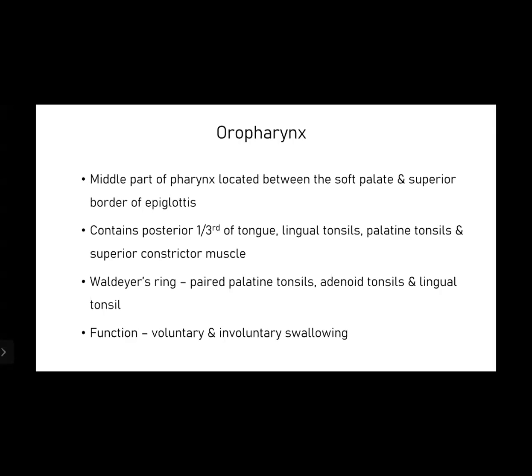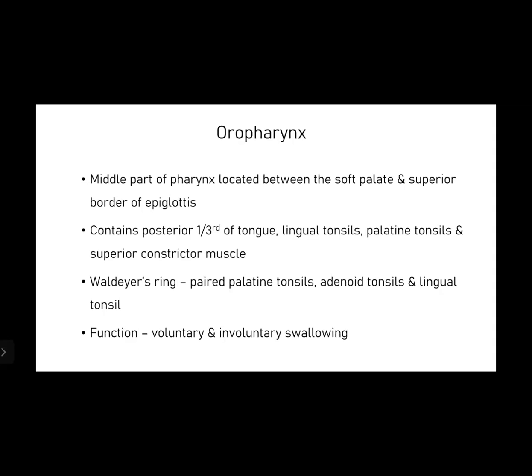And along with that, you have the lingual tonsils, the palatine tonsils, and of course, the superior constrictor muscle, which is a fan-shaped muscle that helps in bringing about constriction of the pharyngeal area. You also have what we call the Waldeyer's ring, which is nothing but the pair of palatine tonsils along with the adenoids and the lingual tonsil, and they are referred to as the Waldeyer's ring because that is a line of defense against bacteria and foreign bodies.